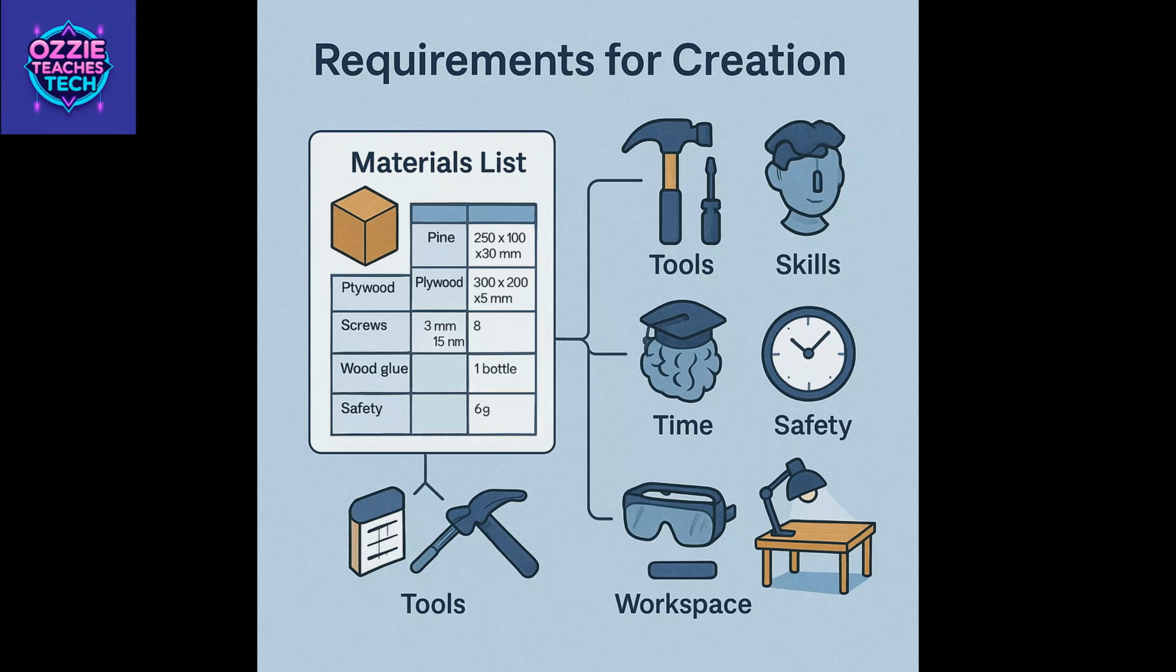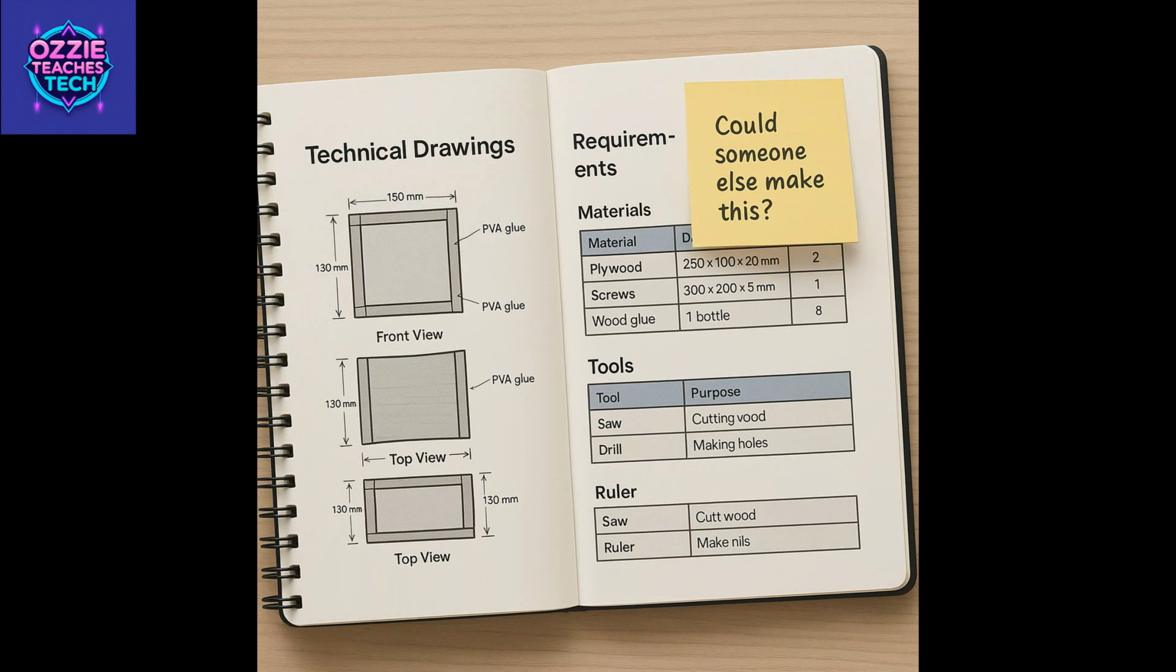For the requirements, use tables or organized lists. Group similar items together. Be specific with quantities and specifications. Show that you have actually thought through the process. The SWOT test. Ask yourself a simple question. Could someone else make my solution using only my drawings and requirements list? If the answer is no, add more detail.